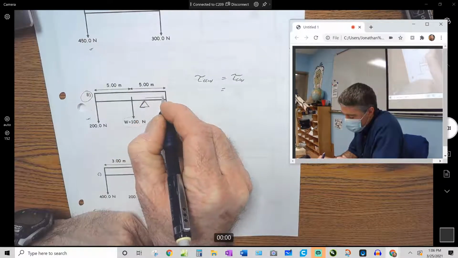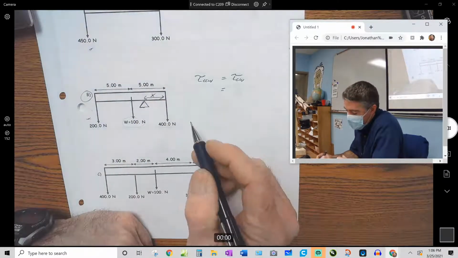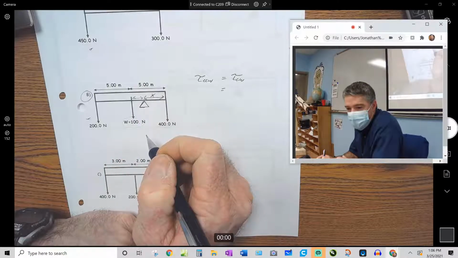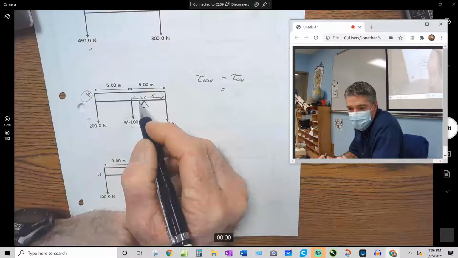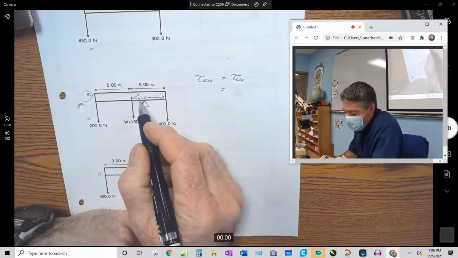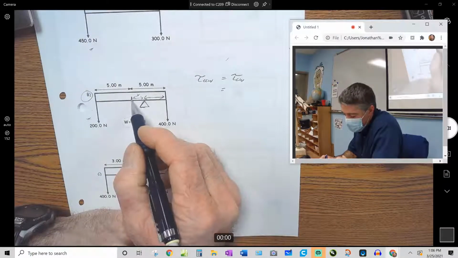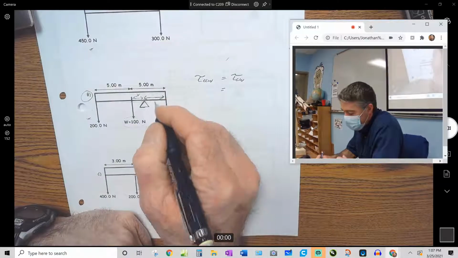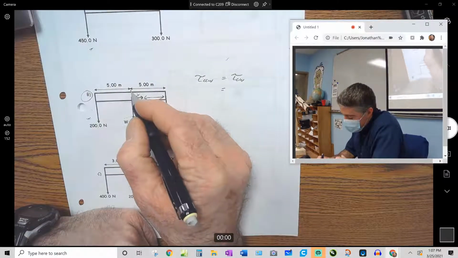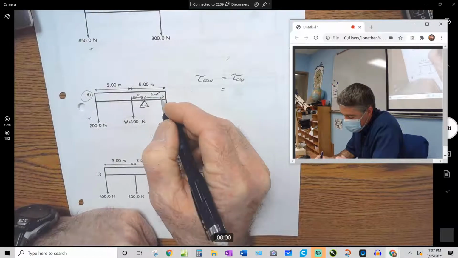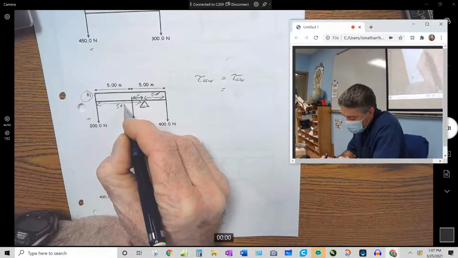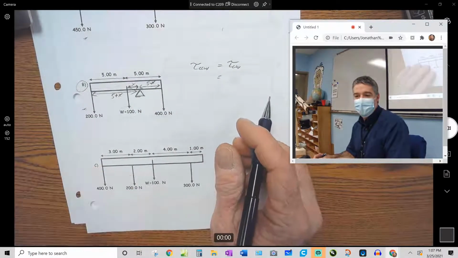I could say this is x if I wanted to. And if that's x, then what would this distance be? Yeah, so it'd be 5 minus x. And so, maybe it would be easier to call this x. So if I call that x, then this is 5 minus x. And this whole distance is 5 plus x. I kind of like that better. So I'm going to call this the distance from my fulcrum to the center. I'll call it x. And since the center to here is 5, this is going to be 5 minus x. And since this is 5, then this whole distance here, that's going to be 5 plus x. So now I can do it. I've got all the distances that I need.